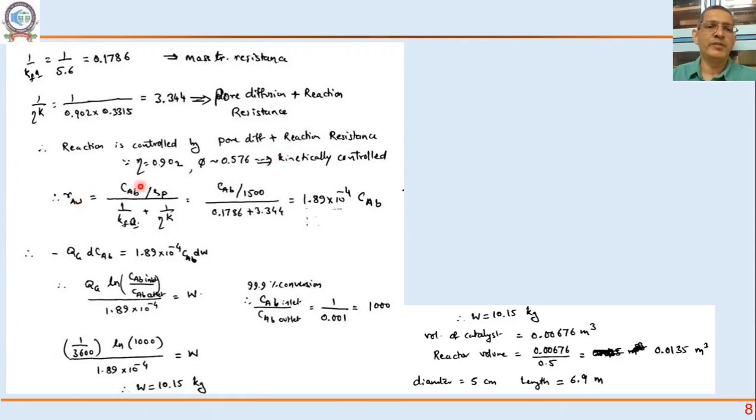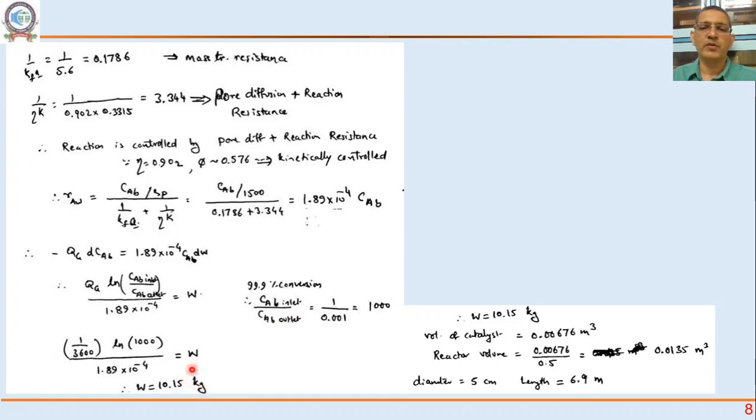Substitute: r_A prime would be CAB rho P divided by 1 by KFA plus 1 by eta K. Substitute, and you'll get 1.89 into 10 raised to minus 4 times CA bulk. Now this is per unit weight of catalyst. So minus Qg times dCAB equals 1.89 into 10 raised to minus 4 CAB into dW. Simplify, and you will get Qg, ln, and so on. Now you can calculate W.